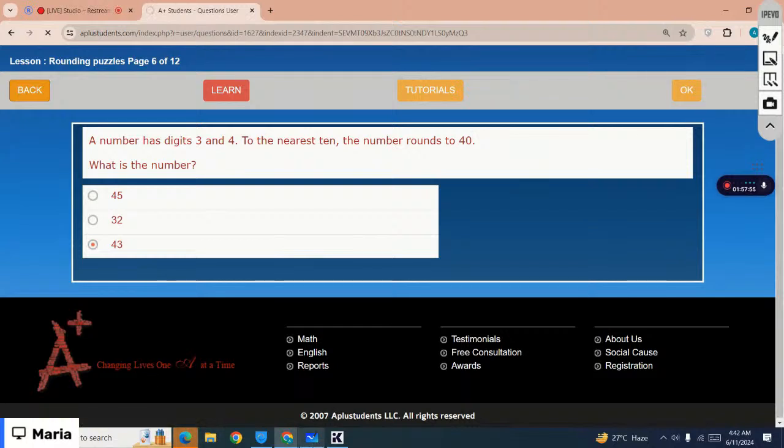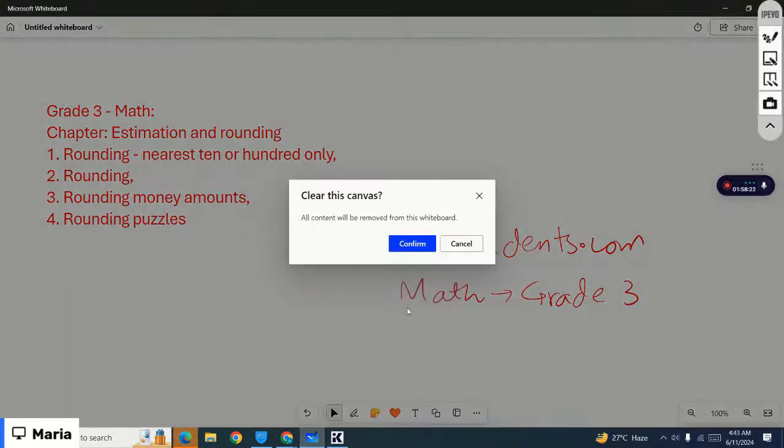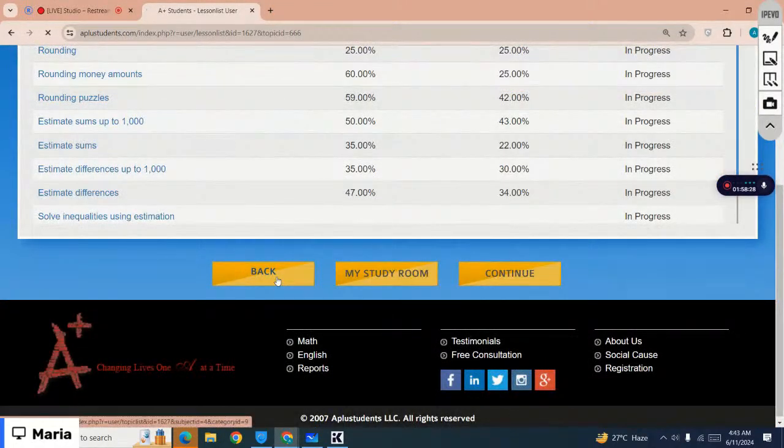So we were working on grade 3 math. The chapter we were working on is estimation and rounding. The lessons we have covered today are rounding nearest 10 or 100 only, then rounding money amounts, and then rounding puzzles. So please make sure before the next session you complete all the practice questions for the lessons we did today. That is your homework until next session, right?